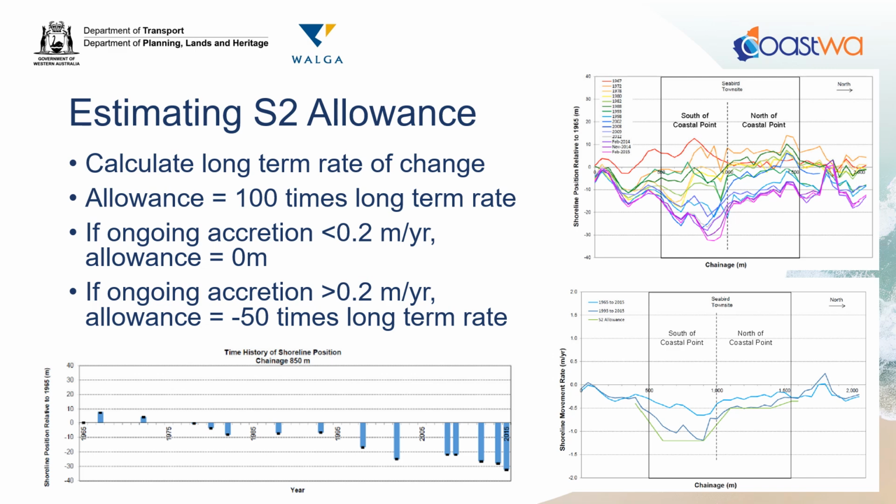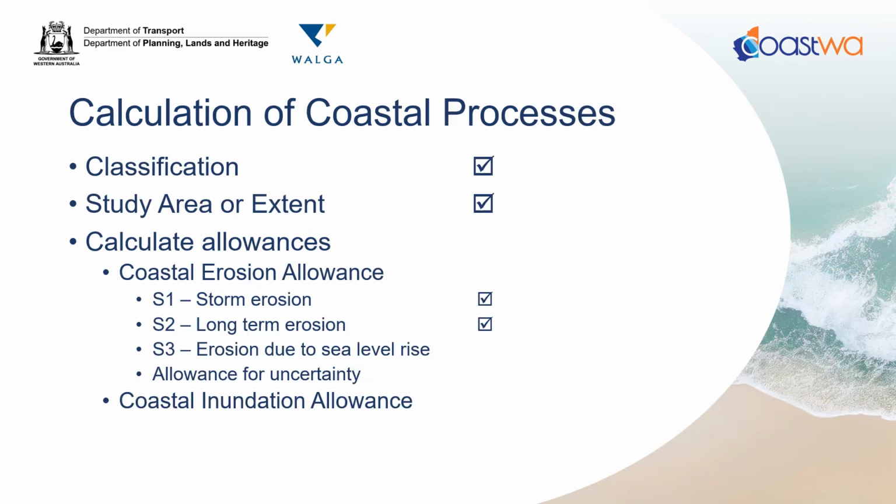Now, if we've got an accretion trend at our site, if it's a small accretion trend, less than 0.2 metres per year, then our S2 allowance will be 0. We won't have any allowance for future erosion. If we've got an ongoing large accretion trend, so if our accretion trend is greater than 0.2 metres per year, then we'll actually account for that in our assessment and we'll offset the erosion allowance to account for that accretion. So in an area where we've got an accretion trend greater than 0.2 metres per year and we expect that to continue, our S2 allowance will actually be negative 50 times that long-term rate. And that'll just offset some of that hazard allowance.